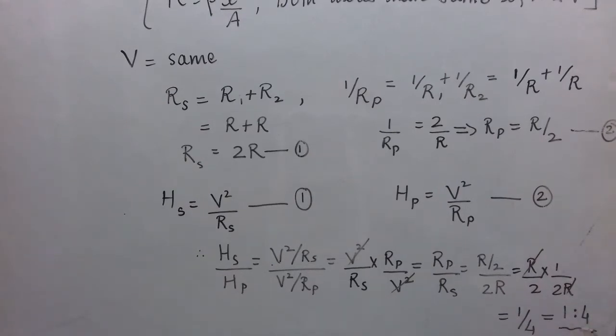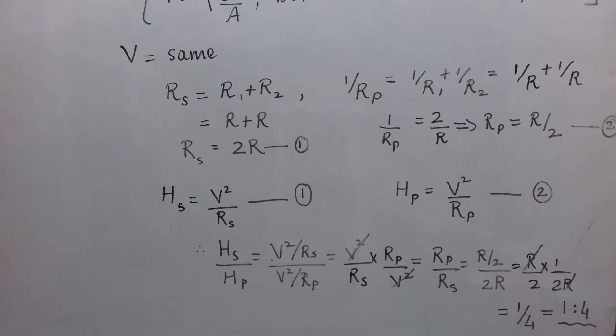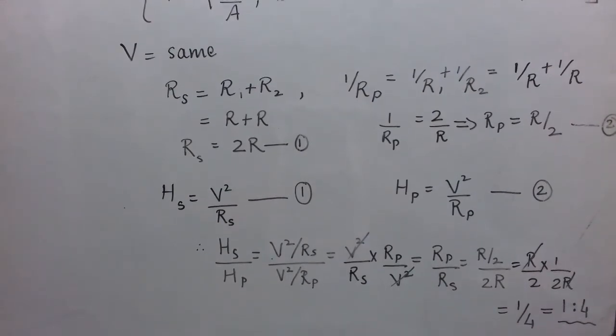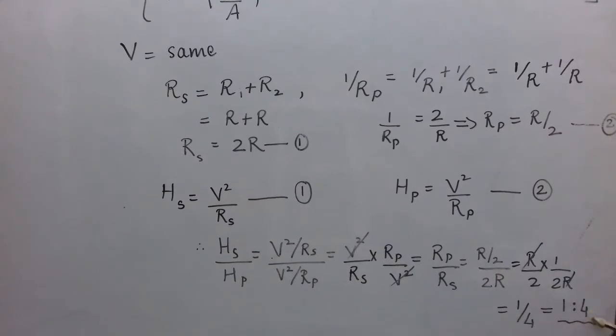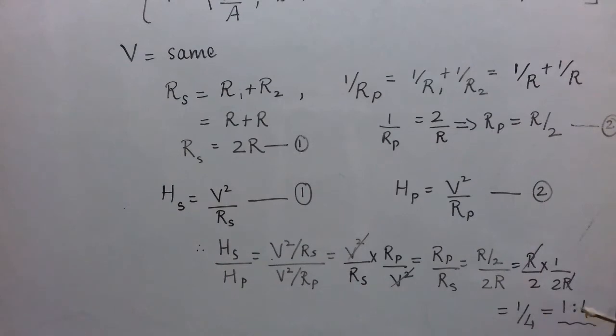So we have got this answer, and in the question there are 4 options given: 1 is to 2, 2 is to 1, 1 is to 4, 4 is to 1. So option C, which is 1 is to 4, the ratio of 1 to 4, is the correct option in this question.